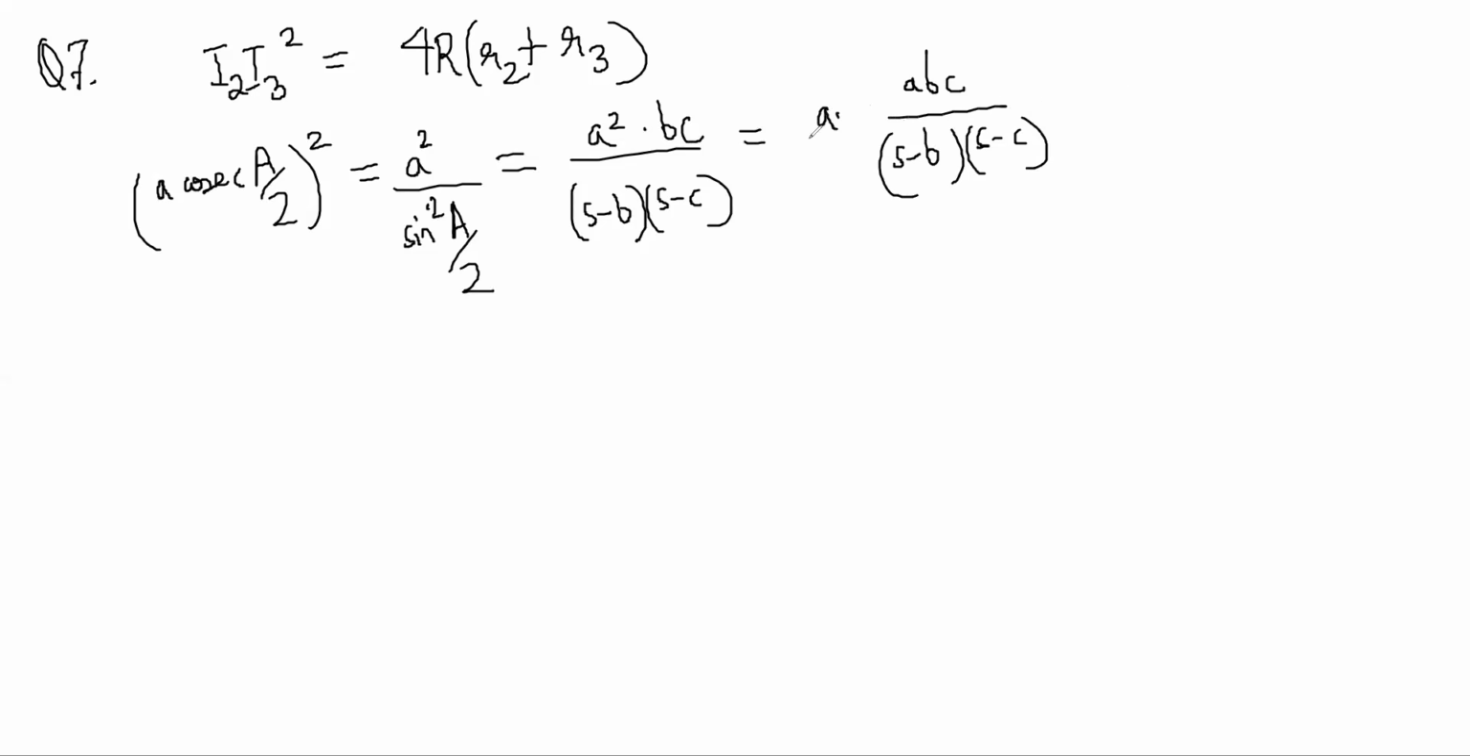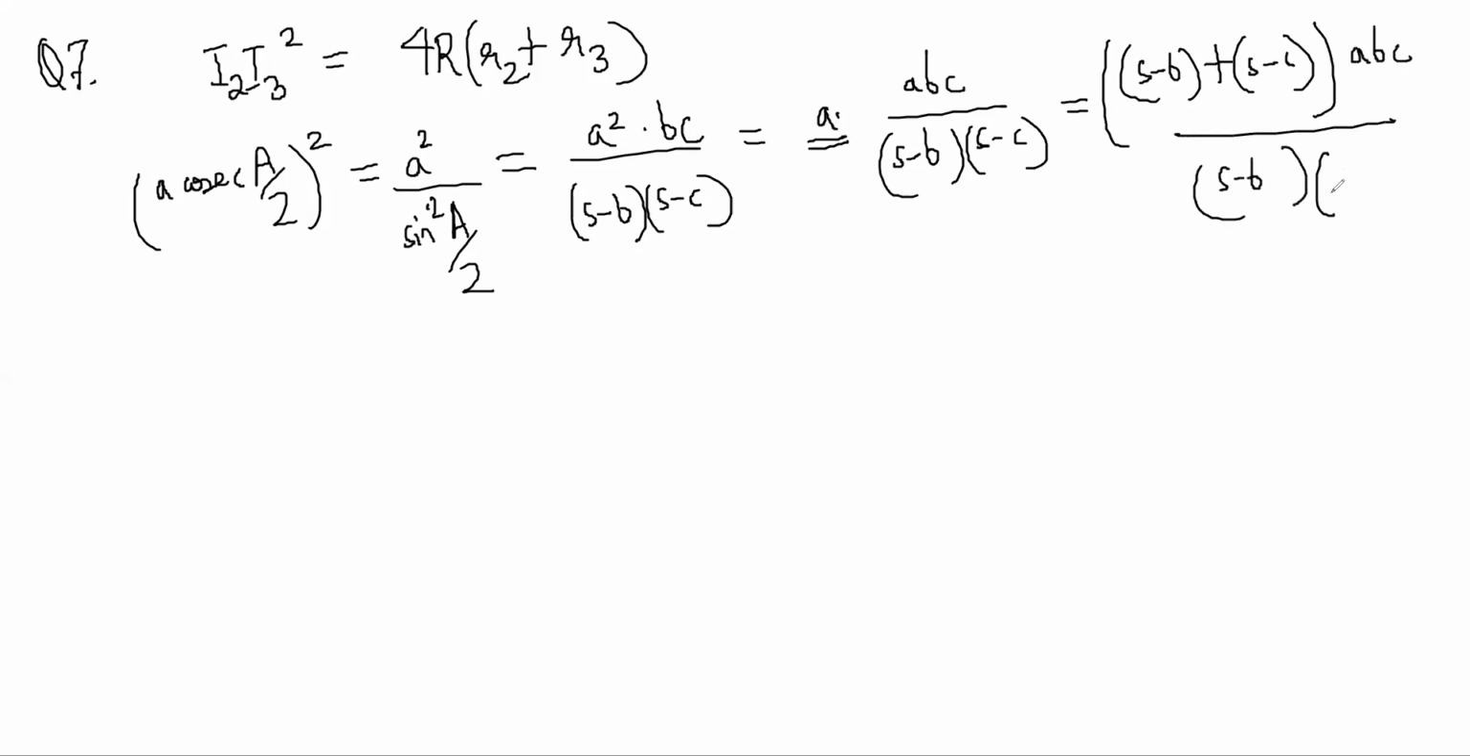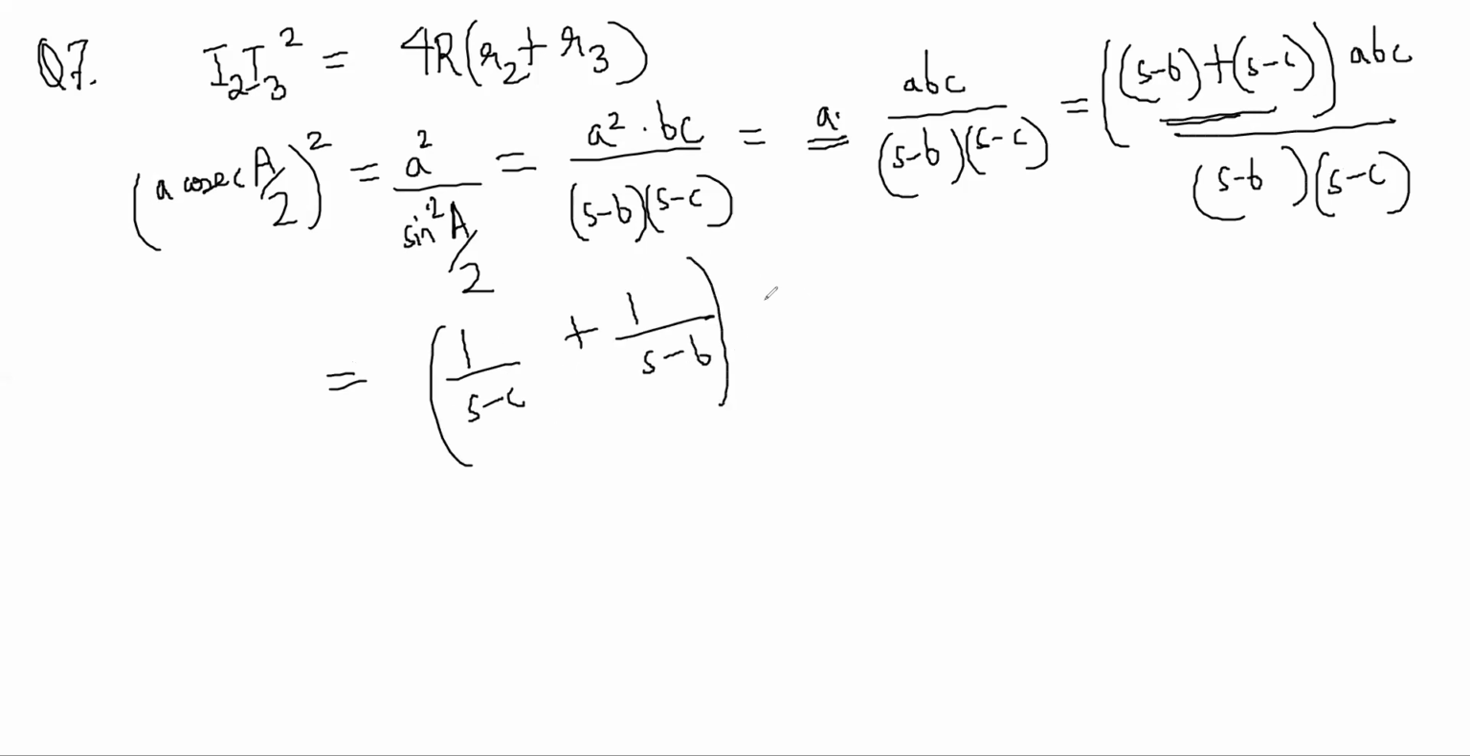Wait, this A can be written as S minus B plus S minus C. That you should know, because 2S minus B minus C is A, no? So now split it, it becomes 1 by S minus C plus 1 by S minus B, into ABC, right?